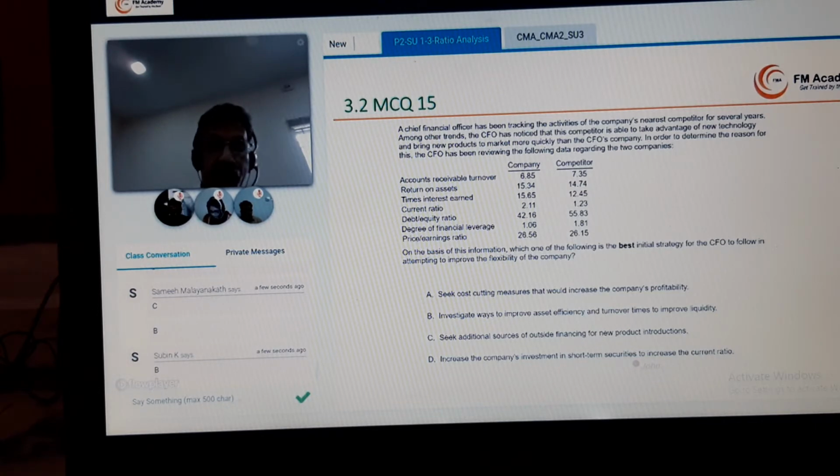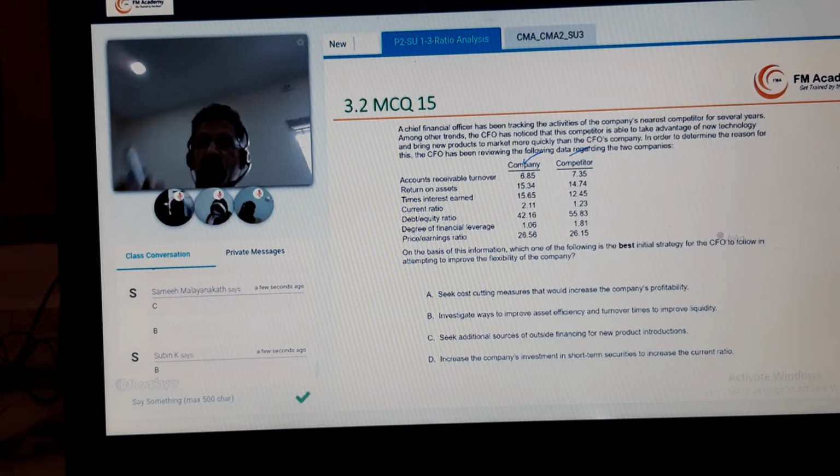Here's a big scenario, so don't waste your time. You know that there is a table giving the company and competitor and some ratios. You have already learned all the ratios. On the basis of this information, which one of the following is the best initial strategy, like prima facie strategy, for the CFO to follow in attempting to improve the flexibility of the company?